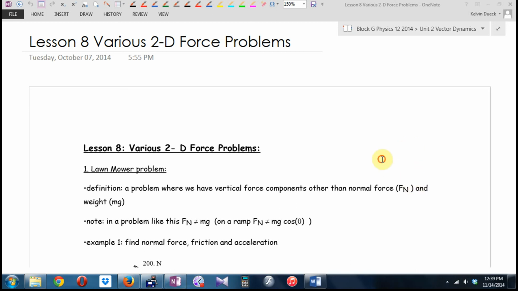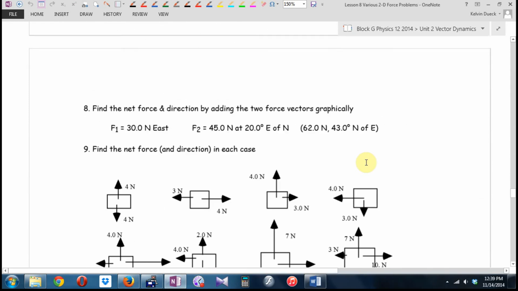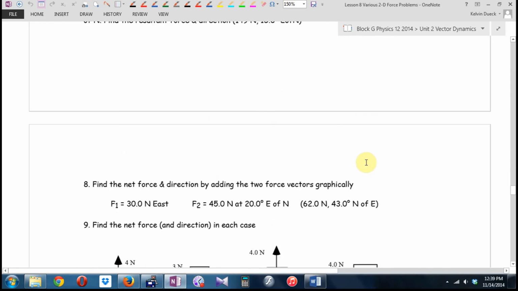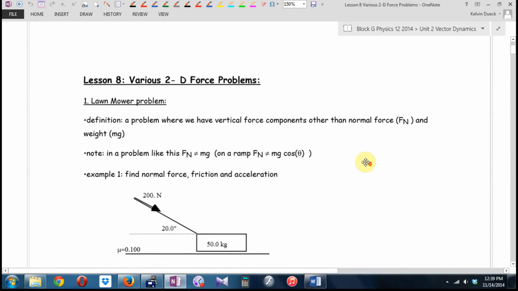Because I think, let me double check here. Yeah, I got some homework, but I'm not going to be giving much of it. Ready? Also, I'm gambling that some of my answers for lesson 8 might help you with lesson 7. So lesson 8 is called various 2D force problems. And the first one is the lawnmower problem. I like this question.